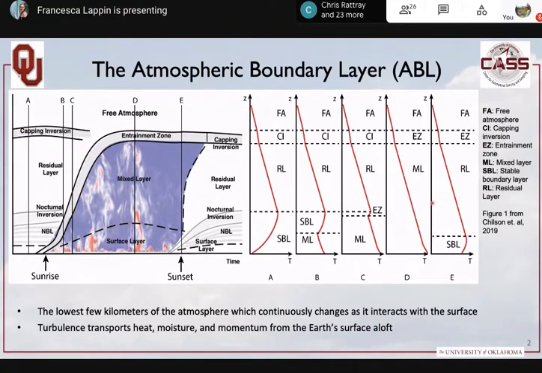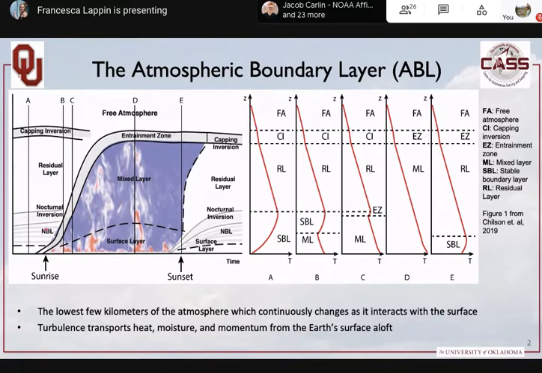Turbulence often is a primary transport for heat and moisture and momentum into higher levels of the atmosphere, and it can be transported either through shear induced or convectively induced, as we're kind of seeing here.